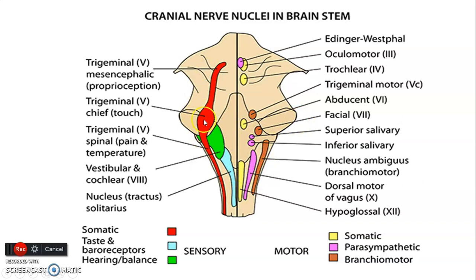There's a chief nucleus here, of trigeminal, and a mesencephalic nucleus and a spinal nucleus. So it has 4. It has a motor nucleus, chief nucleus, mesencephalic nucleus, and a spinal nucleus. So as we discuss each cranial nerve, you'll get to understand the nuclei of origin from each and where they are located.